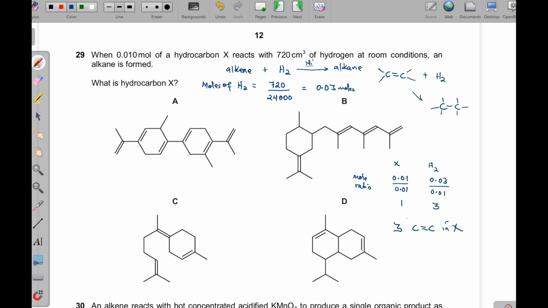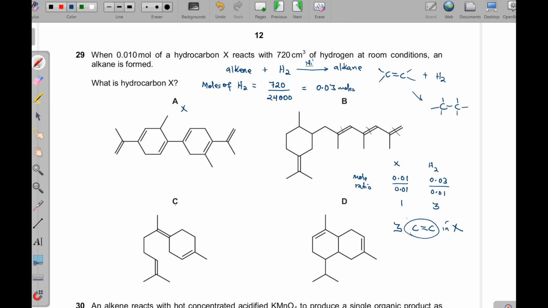Because each of them, like I said, reacts with 1 mole of hydrogen. And we are seeing here how many? 3 moles of hydrogen. So when I look at all of these, where do we see the 3 carbon to carbon double bonds? These are how many? 1, 2, 3, 4, 5, 6. This one has to be off. We are looking for 3.